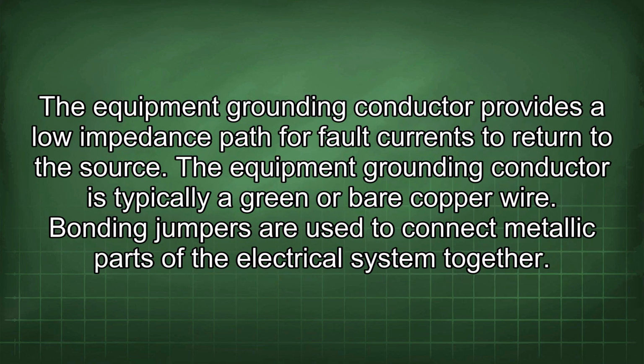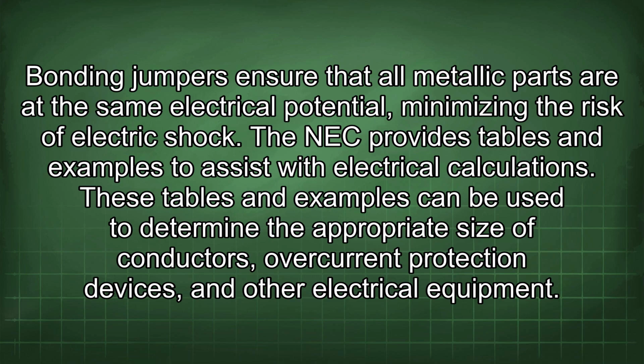The equipment grounding conductor provides a low impedance path for fault currents to return to the source. The equipment grounding conductor is typically a green or bare copper wire. Bonding jumpers are used to connect metallic parts of the electrical system together. Bonding jumpers ensure that all metallic parts are at the same electrical potential, minimizing the risk of electric shock.